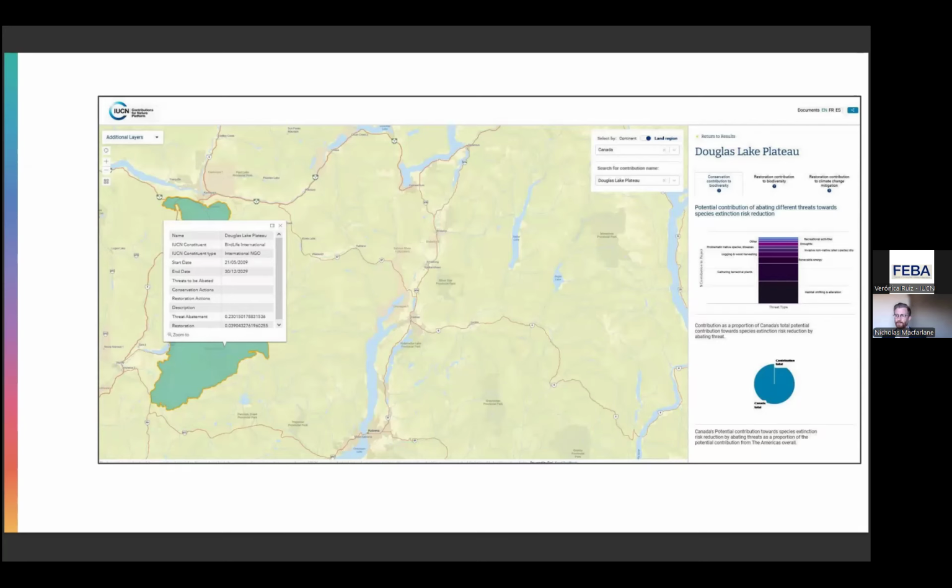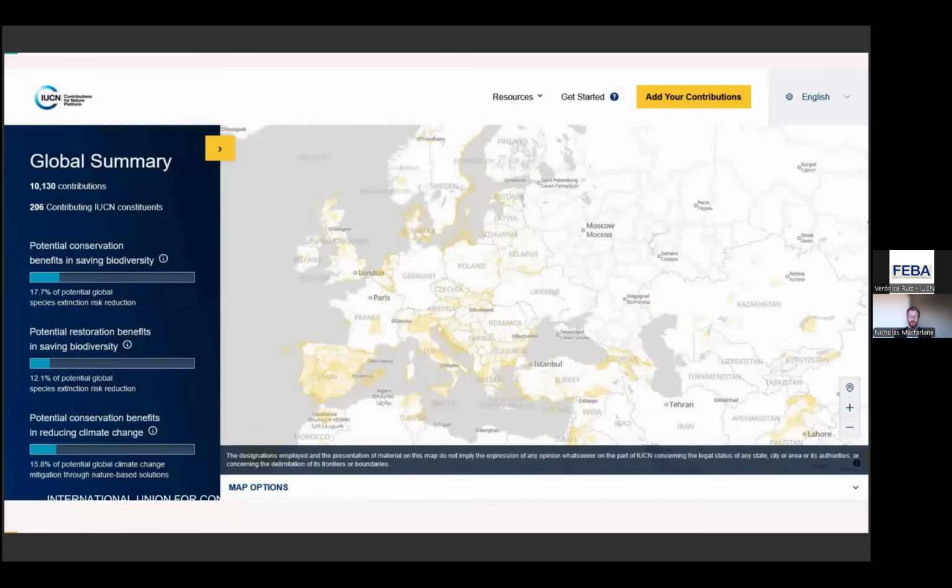Next slide, please. As I mentioned, STAR is the basis of quantifying the potential contribution gain or conservation gain that could be achieved by the individual contributions in the platform. There's 10,130 right now, and those represent 18% of the total global STAR threat abatement and 12% of the potential STAR restoration opportunity.